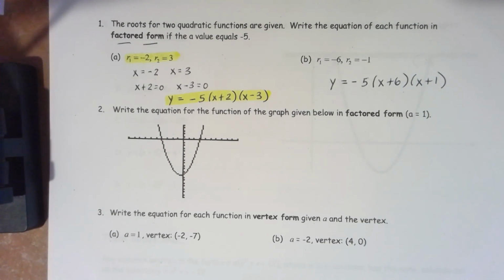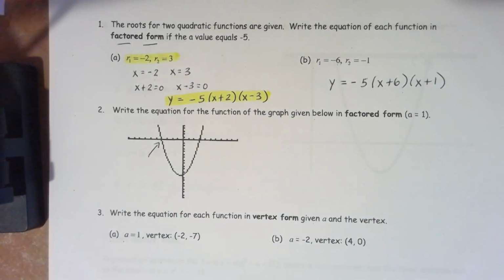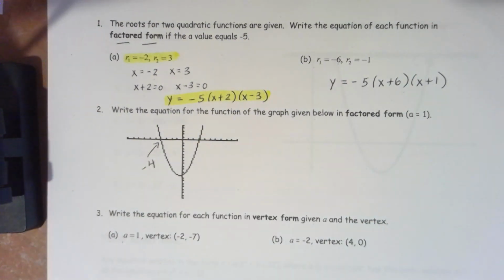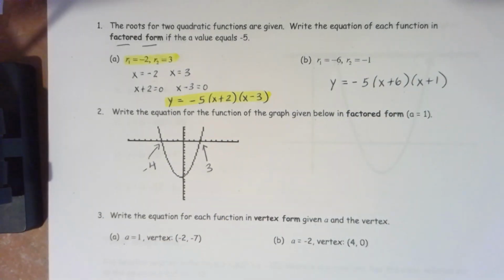Okay, looking at number 2, write the equation for the function of the graph given below in factored form. A equals 1. Okay, so think to yourself what other information you need for factored form. And you're right, you would need the roots or the zeros of the graph. So I look carefully at the graph and I realize, well, one place the parabola intersects there is at -4, and the other place it intersects the x-axis is at 3.